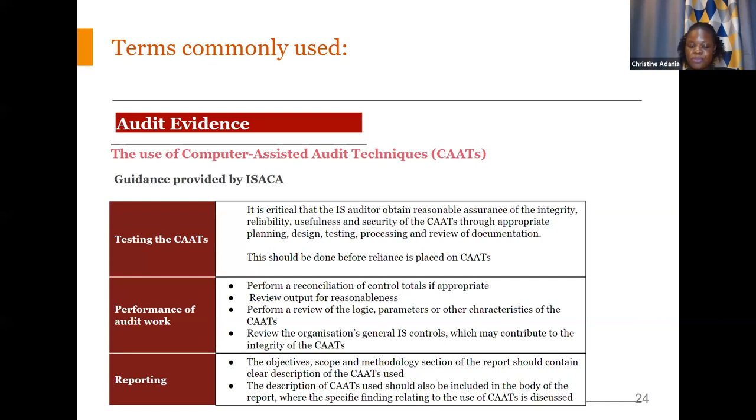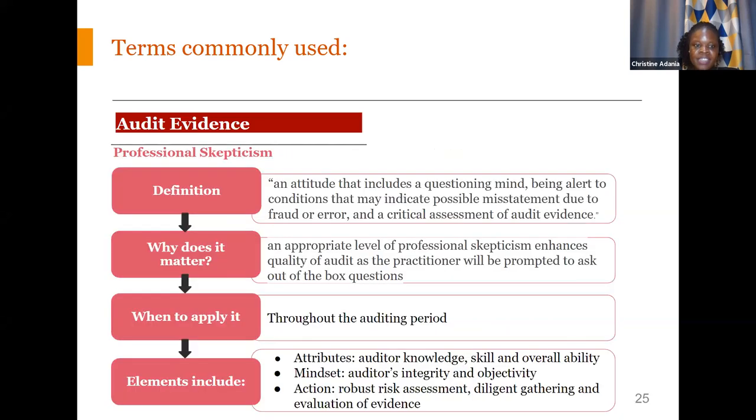During your report, ensure you document extensively the objectives, the scope and the methodology, yeah? The description of the CATs should be clear, because your report will go to management. IT things confuse a lot of people, so it's better if you use clear, concise, straightforward language. Don't use the lingua that is for deep IT people, just use something that they can understand.